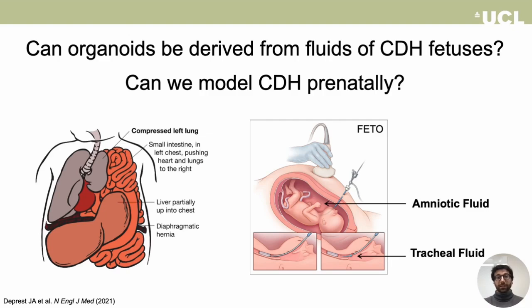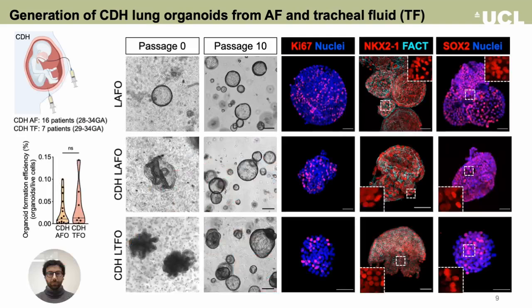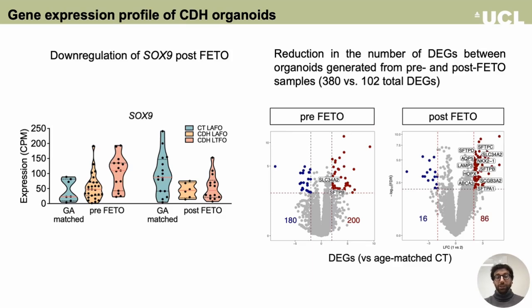We are interested in studying congenital malformation, CDH specifically, and thanks to our clinical collaborators, we can collect amniotic and tracheal fluid from CDH fetuses undergoing tracheal occlusion. Also in this case, we were able to expand lung organoids from the fluid of these CDH patients and show that they contain lung epithelial stem progenitor cells. Furthermore, at the gene expression level, CDH organoids derived after fetal surgery display fewer differentially expressed genes compared to the ones derived before the fetal procedure. So they are more similar to the control organoids. This indicates that the fetal surgery is actually changing something, and this is reflected in our organoid model.